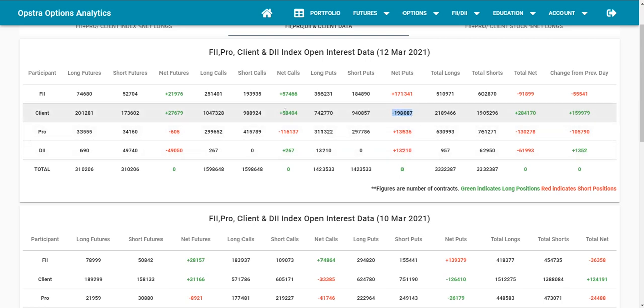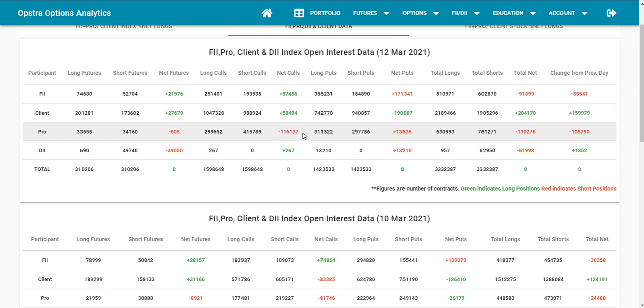Okay, and if you compare the call long as well as the future long, clients are very bullish right now on the index. If you go to the pro segment, you can see that the net call is minus. So on the short side, call shorts represent bearish positions.